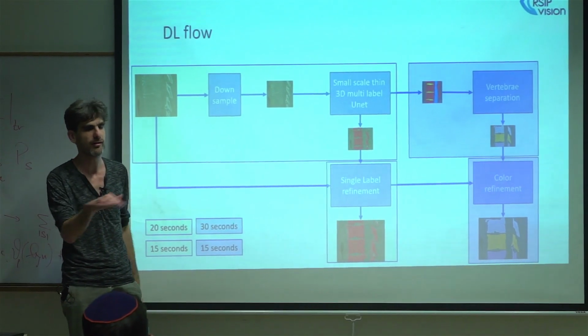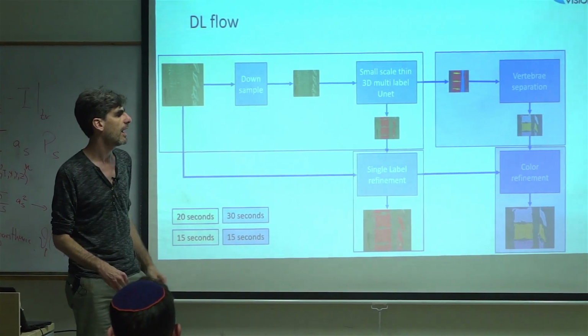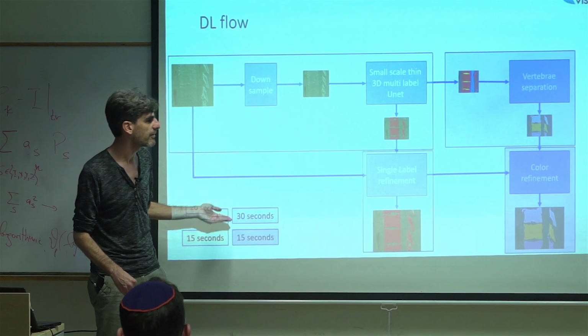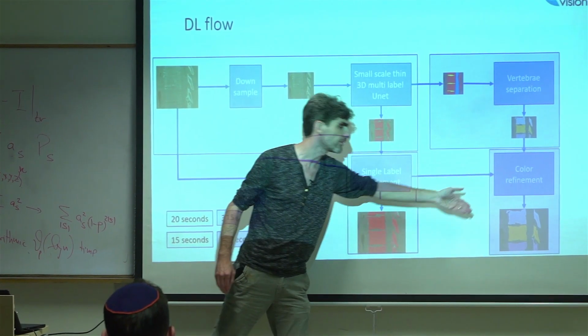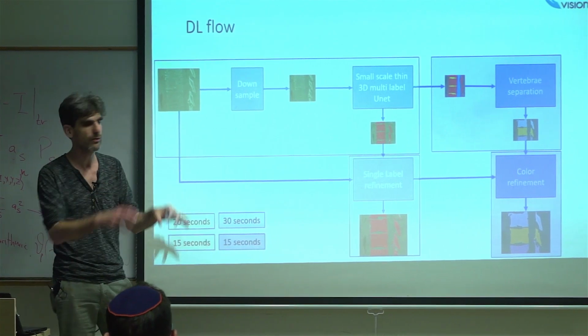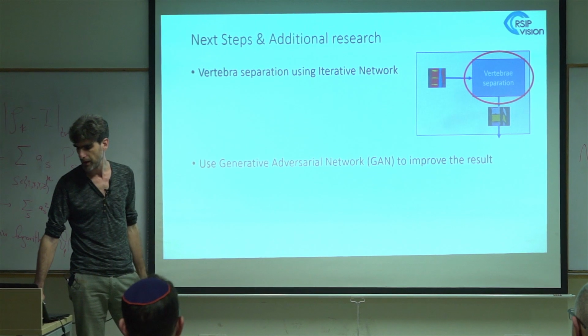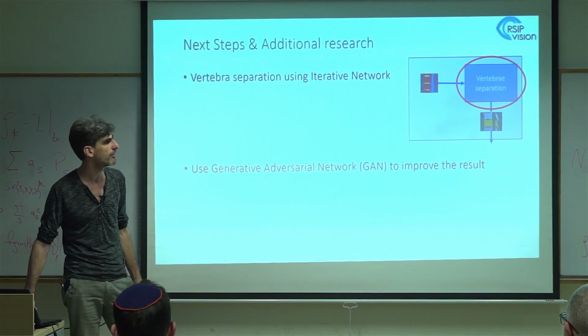It uses various heuristics and knows where the discs are, so it knows where it should cut, and then it does some optimum. One of the next steps, you can call it color refinement or per vertebra refinement, is to get all of the stages, including the separation between the vertebra, into deep learning. And that's one of the things we're working on as we speak.